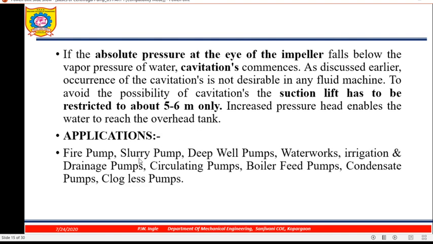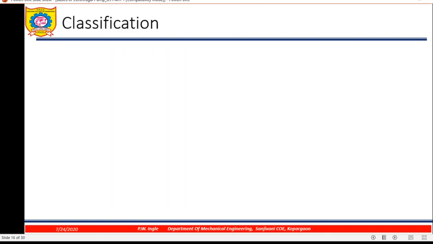Then these are the applications of centrifugal pump: fire pump, slurry pump. Centrifugal pump is used as a fire pump, slurry pump, deep well pump, in waterworks, irrigation, drainage pump, circulating pump, boiler feed pump, condensate pump, and clogless pump. These are the applications of centrifugal pump.